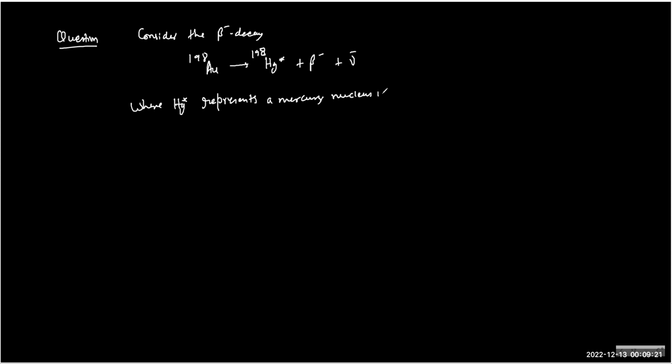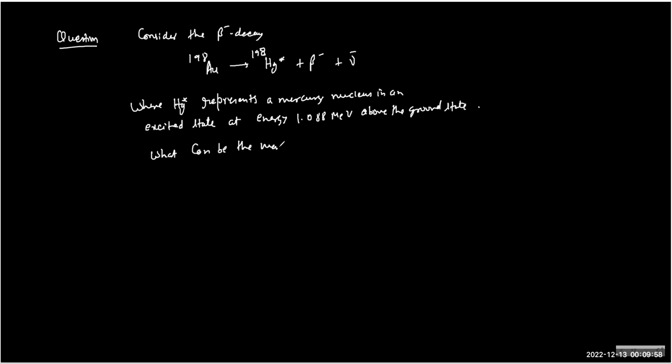Nucleus in an excited state at energy 1.088 megavolt above the ground state. Oh, nice. What can be the maximum kinetic energy of electron emitted? Yeah. What is given to you?